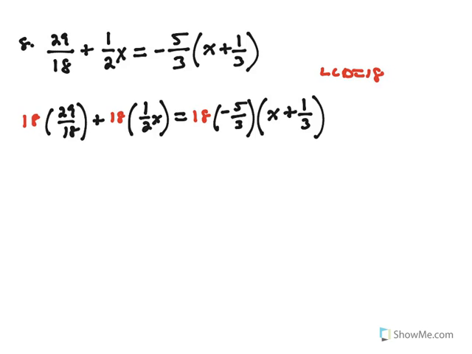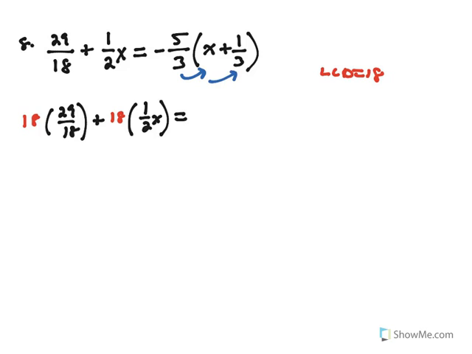We could do that if we... actually, you know what I wanted to do first? I wanted to distribute the parentheses. I guess you could do it this way. I meant to do something else, but let me go ahead and distribute the negative 5/3 with the parentheses here, so we can just get rid of it.